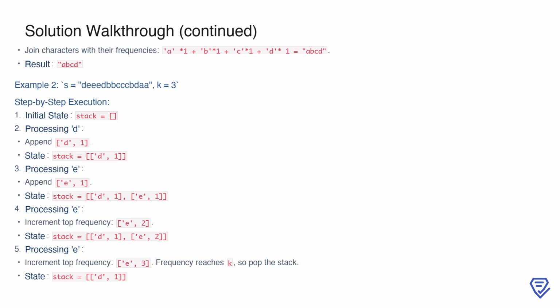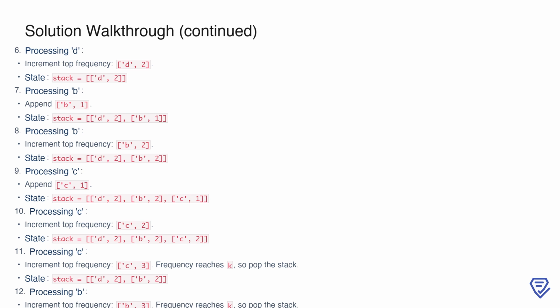When the second E is encountered, we increment its frequency to E2. On the third E, the frequency reaches k, so we remove it from the stack, leaving D1. This demonstrates how the stack helps us remove adjacent duplicates efficiently. After removing E, we resume processing characters.